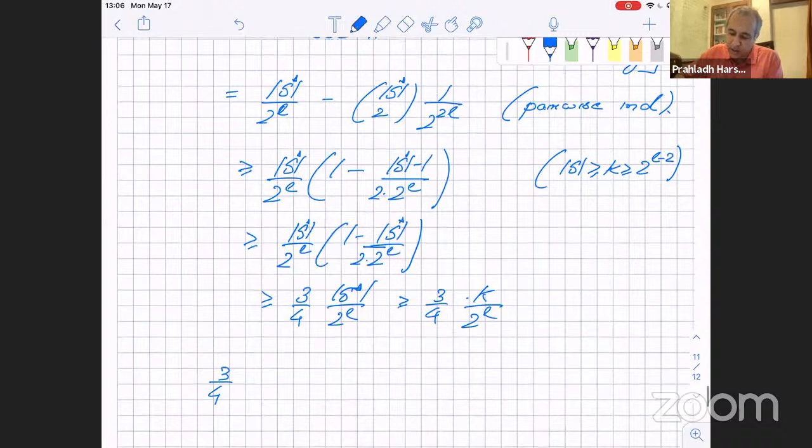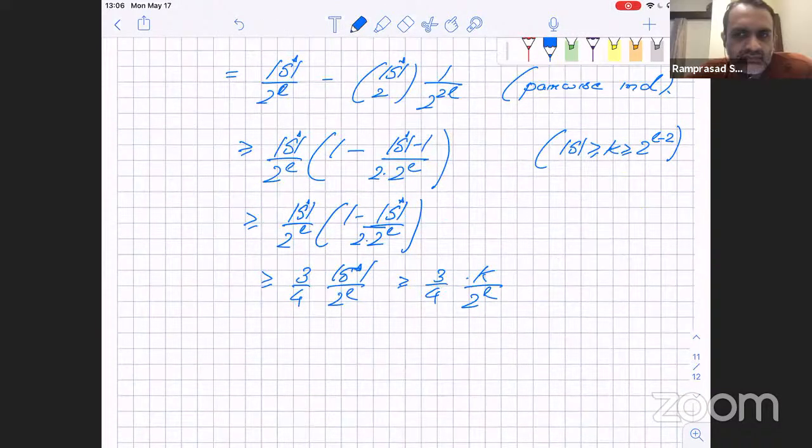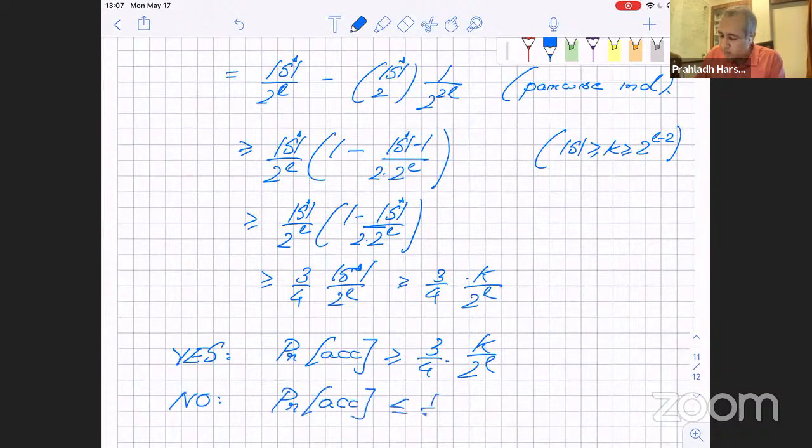So what do I get? I get the following. In the yes case, probability of acceptance is greater than 3/4 times K by 2 power L. In the no case, I get probability of acceptance is at most half times K by 2 power L. There's a gap between the two. Now I can amplify the gap. That's all I want.